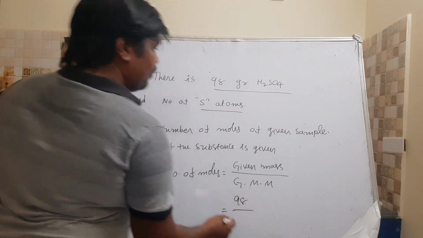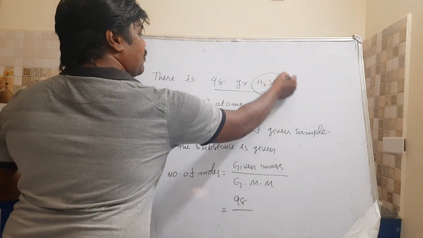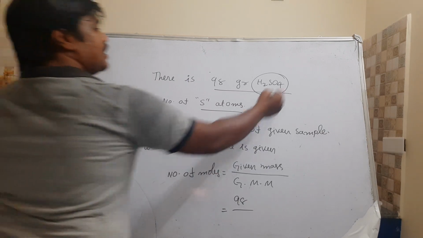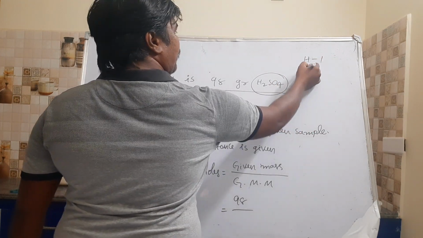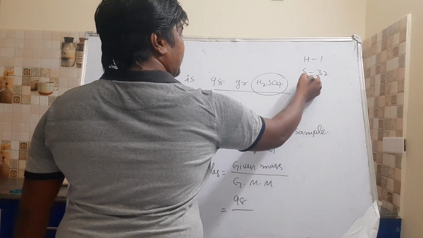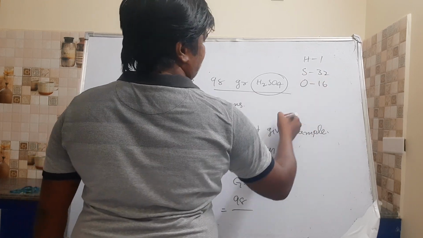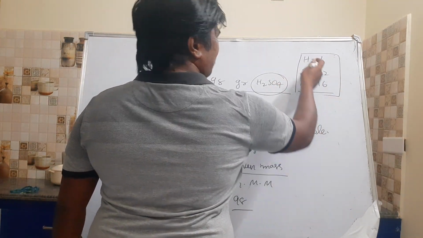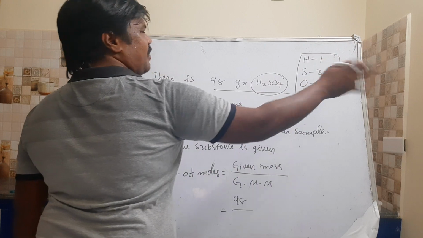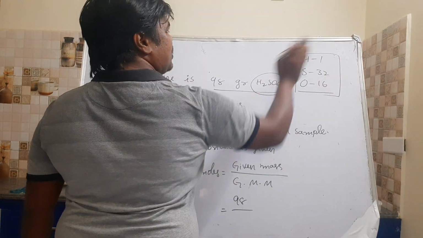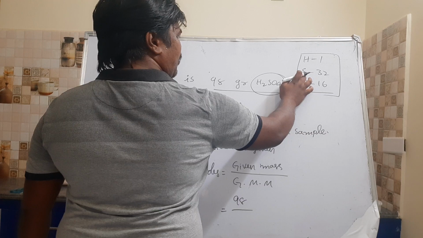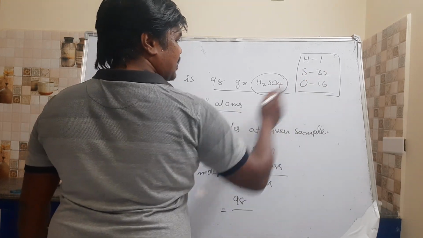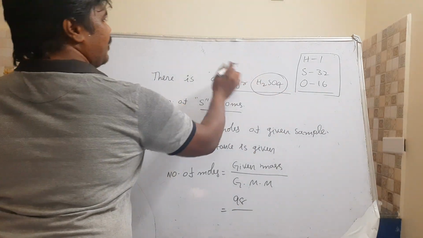So the given mass is 98 grams. And what is the gram molar mass of H2SO4? For hydrogen, the gram molar mass is 1. For sulfur, the gram molar mass is 32 grams. For 1 oxygen, the gram molar mass is 16 grams. Gram atomic mass or gram molar mass, whatever it is. Just now you calculate how many hydrogens are there.